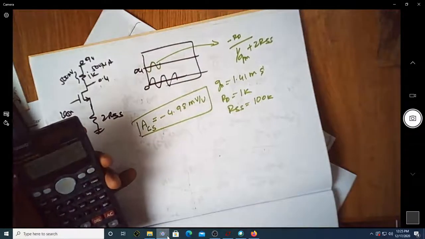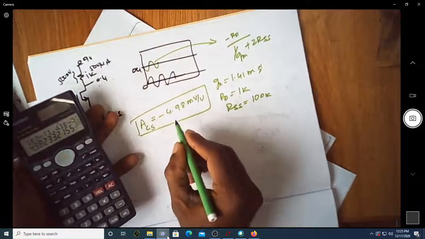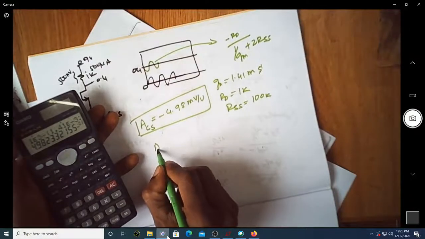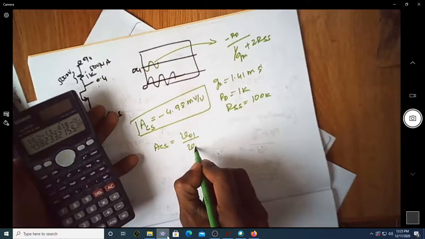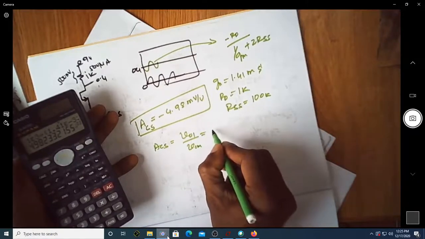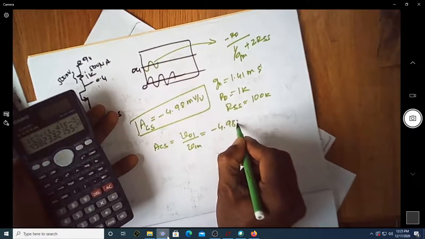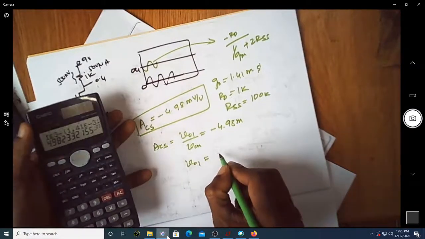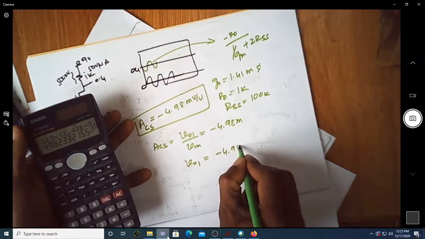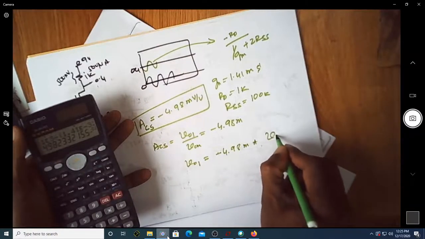This is the gain of the amplifier. So what is ACS? How do you verify it? It is V01 by VCM, and it should be equal to minus 4.98 milli. If you want to know what V01 is, V01 is actually minus 4.98 milli multiplied by VCM.